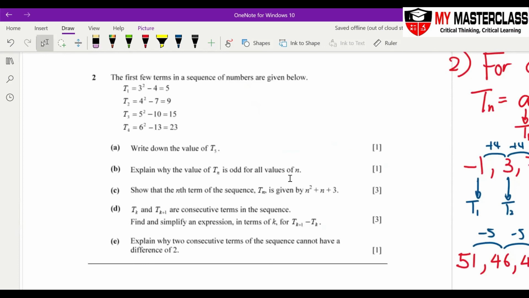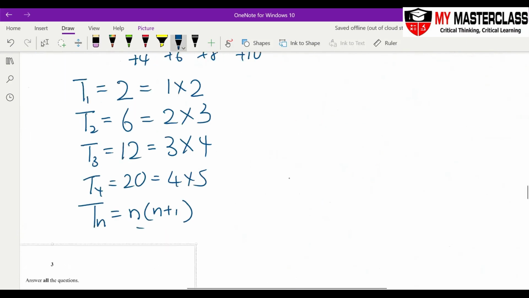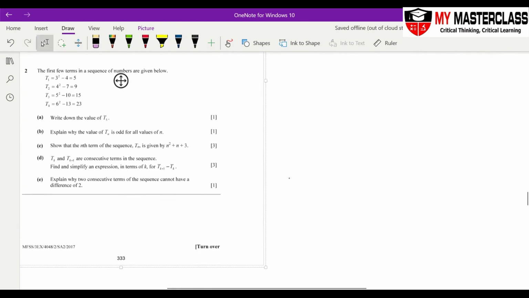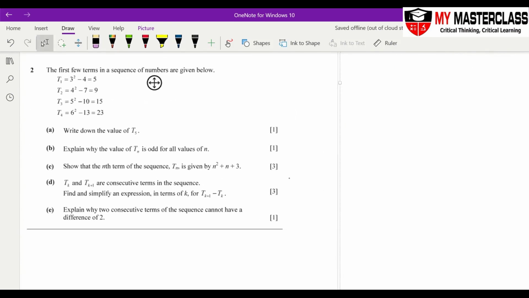So this is what I mean by they will usually lead you. Okay. T1 is 3 square minus 4. T2 is 4 square minus 7. Wow, this one a bit tricky. But actually they never ask you to show. So maybe I'll do it here. So what is T5? T5 very simple. This is 3 square, 4 square, 5 square, 6 square, right? So the T5 is equals to 7 square minus.